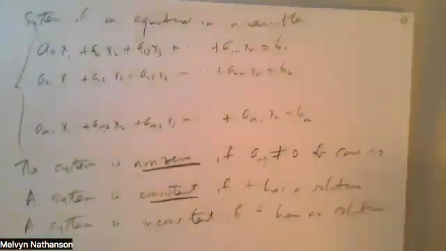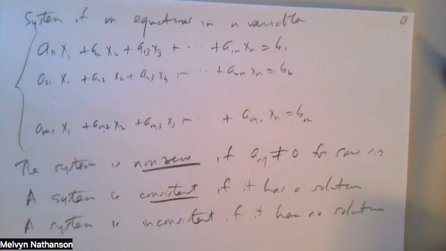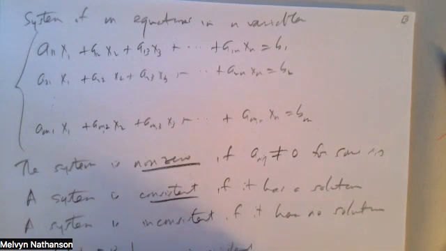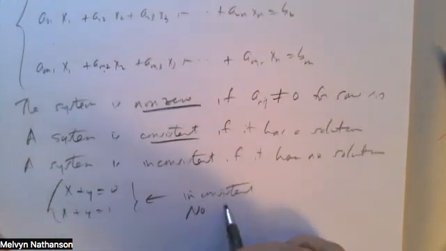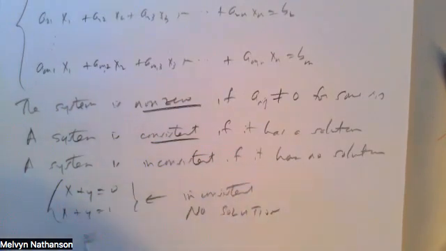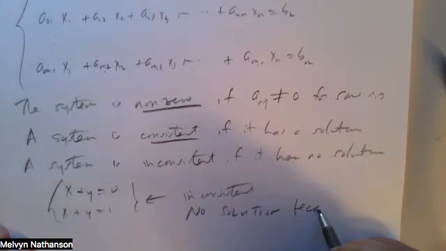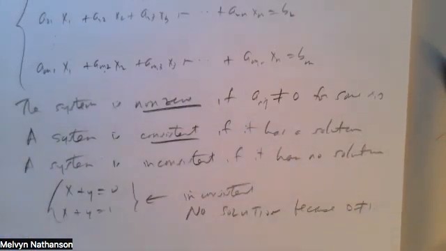On the other hand, if we take the system of equations x plus y equals 0, x plus y equals 1, this system is inconsistent. There's no solution, because x plus y equals 0 and x plus y equals 1 can't happen simultaneously. 0 is different from 1. So not every system of equations has a solution. Some systems are inconsistent, and we have to keep that in mind.